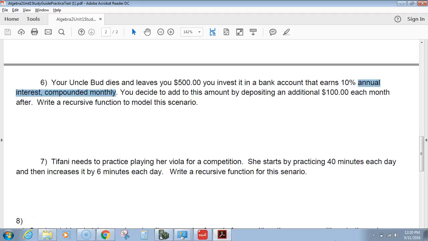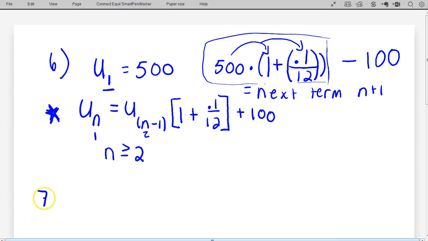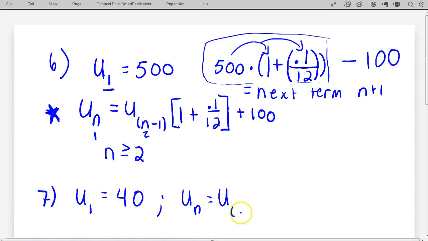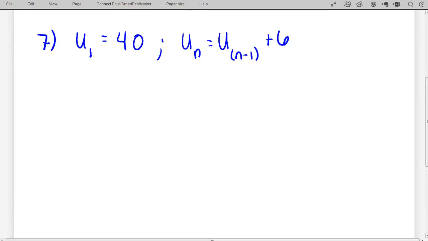Number 7, Tiffany needs to practice playing her viola for a competition. She starts by practicing 40 minutes each day, and it increases by 6 minutes each day. Write a recursive function for this scenario. This is a little bit easier, just an arithmetic. U sub 1 equals 40 minutes a day, right? And what that means is U sub n is going to be the term before it. How much is she adding each day? Plus 6 minutes, where n is greater than or equal to 2, since I used u sub 1.